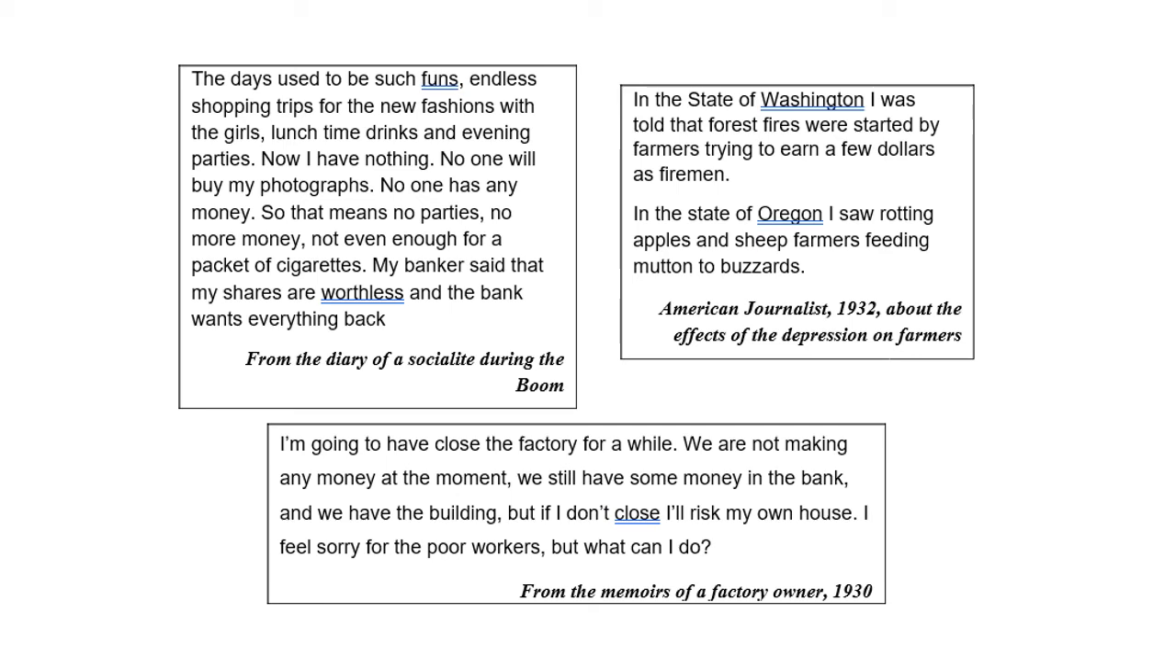In Oregon, he sees the apples rotting in the field because nobody can spend money for the salary for the worker to pick them. Also, nobody has money to buy them. And the sheep farmers are feeding mutton to the buzzards. Mutton is sheep meat. It's old lamb. And buzzards are big birds. So the farmers are feeding their meat to the birds because nobody has money to buy.